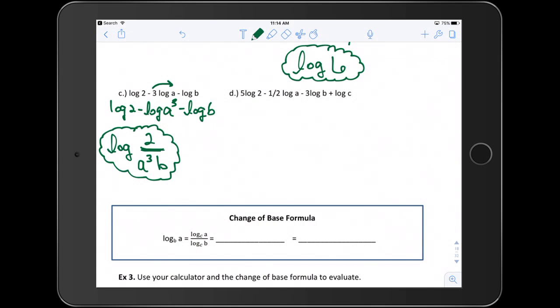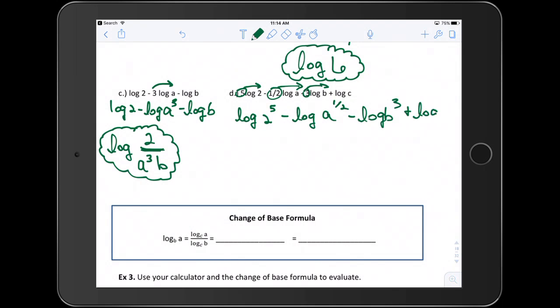Last one. We have this is going up there, this is going up there, this is going up there. Oh, this is going to be a good one. So we have log 2 to the 5th minus log a to the 1/2 minus, oops, that's 1/2, minus log b cubed plus log c.